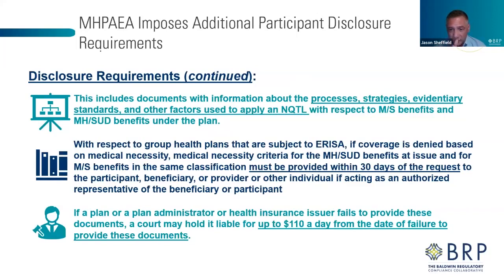With respect to group health plans that are subject to ERISA, if coverage is denied based on medical necessity, then you've got to provide that criteria, as we mentioned before. Here's an extension of that: it has to be provided within 30 days of any request by a participant. So they can actually submit a request prior to incurring the claim for service or submitting a claim for service, and you have to tell them up front whether it can be covered, and if so, at what rate.